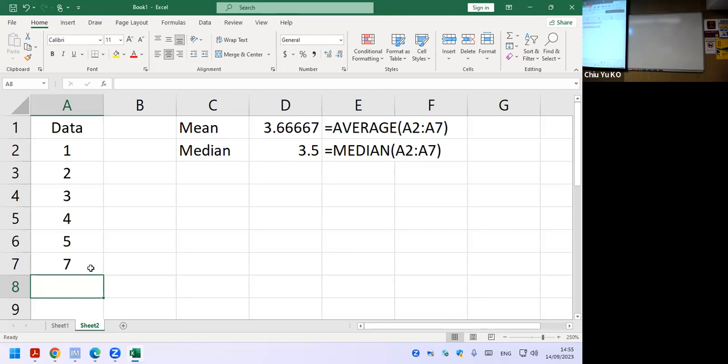Is that okay? So I hope you know how Excel is being done: you put the data somewhere here and put what you're going to calculate on the other one. Okay? Is that okay?